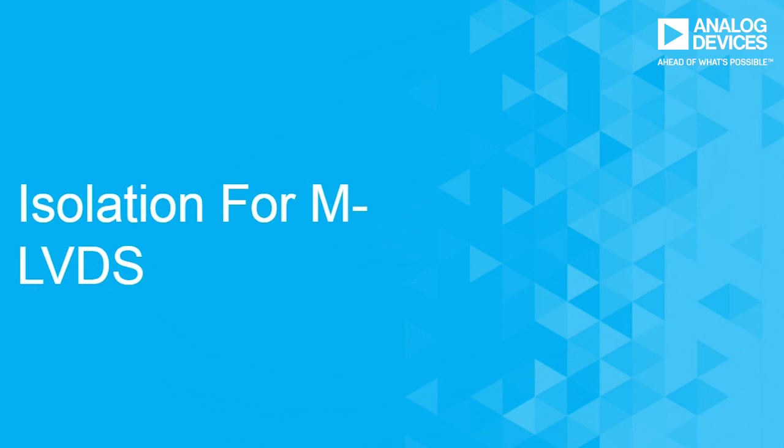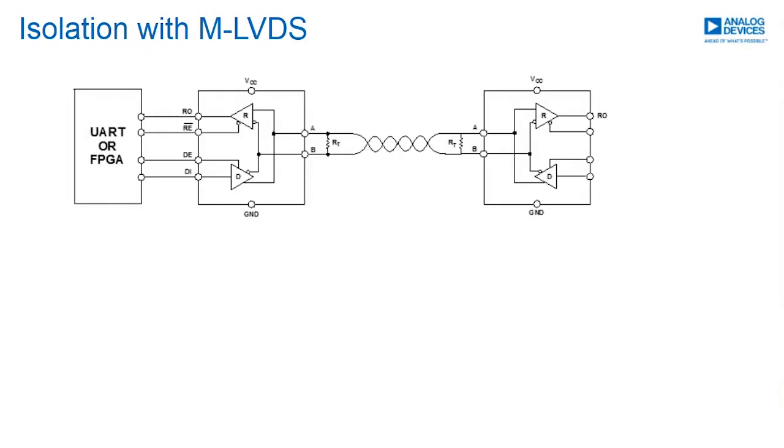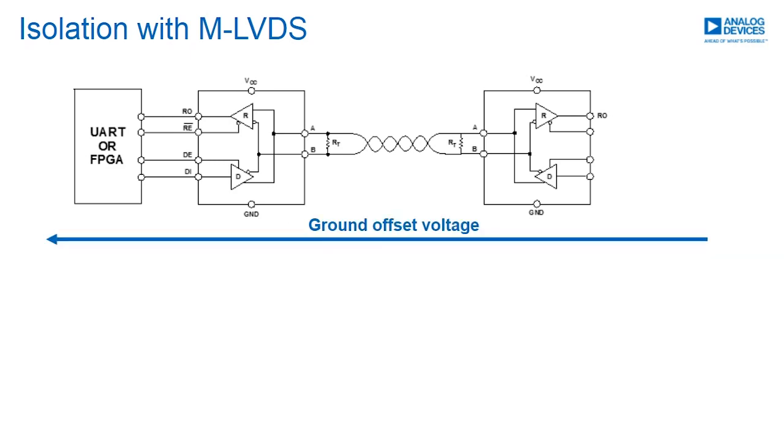So the first thing to consider when discussing whether we would or would not isolate an M-LVDS network is to consider why isolation is needed in communication networks. Typically, isolation is added to communication for one of two reasons. The first one is to handle ground offset voltages, which would otherwise cause ground current to flow between various nodes. And this ground offset voltage can disrupt communication or even damage transceivers along the network.